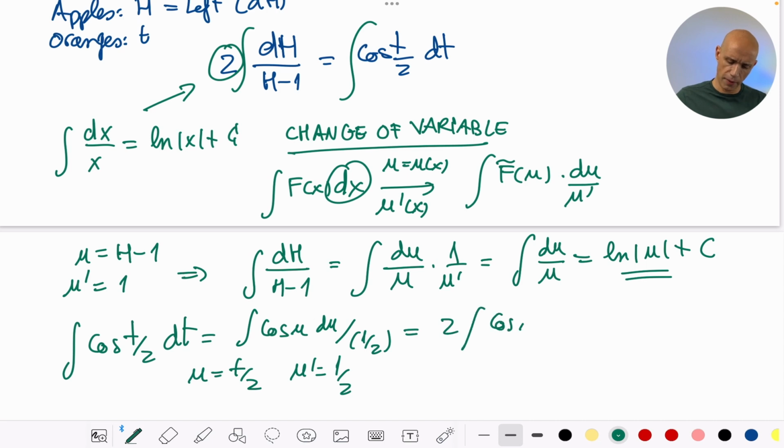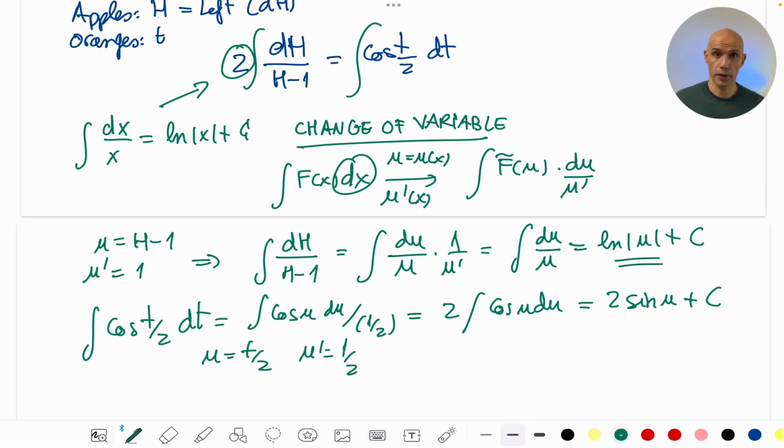Of course, there are other methods to explain this, and you may prefer the method that you have heard in class, or you have self-taught yourself. So that's up to you. How much is this integral? Twice the sine of u plus another arbitrary constant. Let's put all this together.